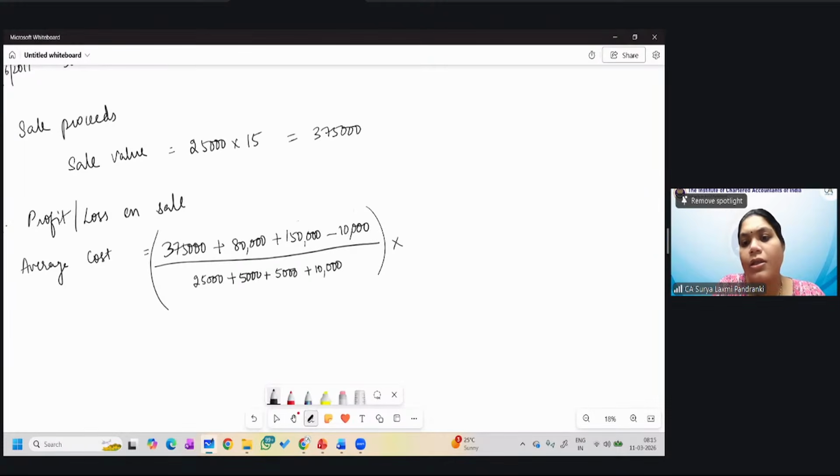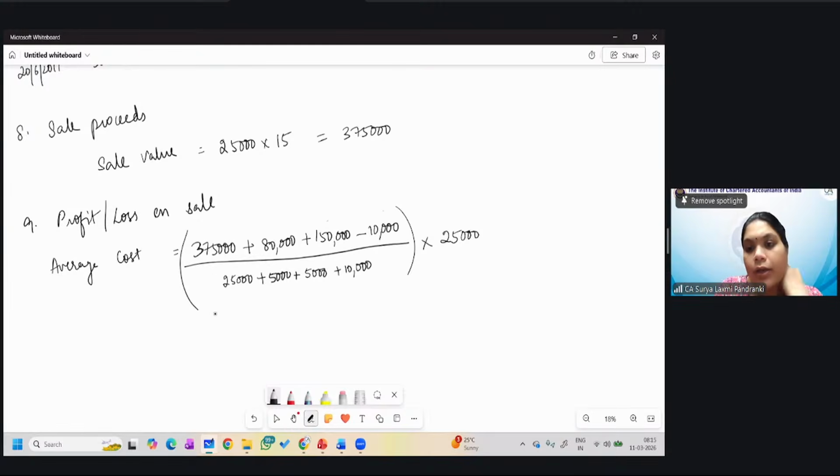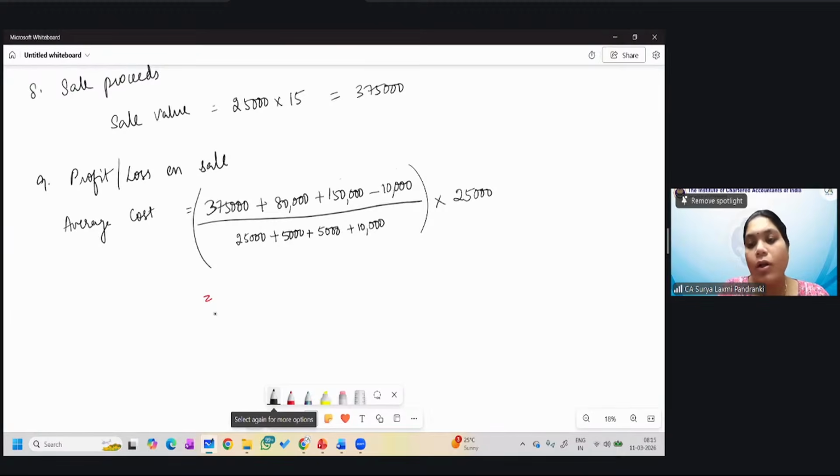Now, this average cost I will have to calculate for how many number of shares? 25,000 number of shares. Why only 25,000? Because I made a sale for only 25,000 shares. I am doing the average cost calculation also for 25,000 shares. So what is the cost? Calculate the cost. 3,30,555 decimal 555. Is that right? 330,555. I'm rounding it off to 6. Okay, fine. Yes, ma'am.